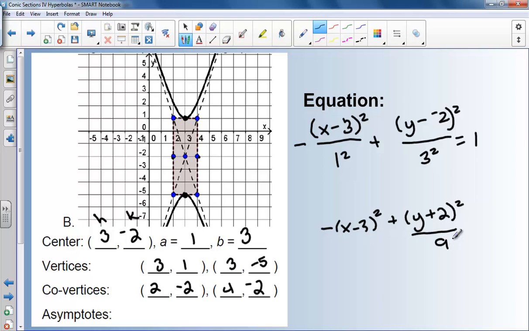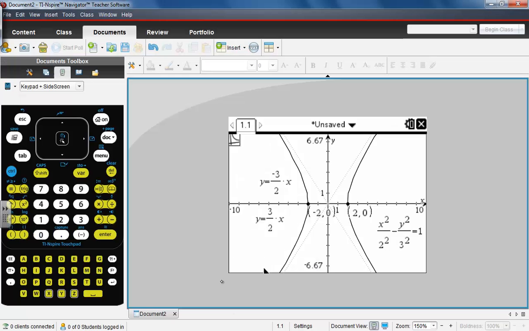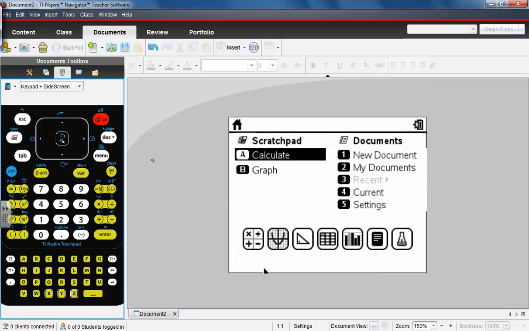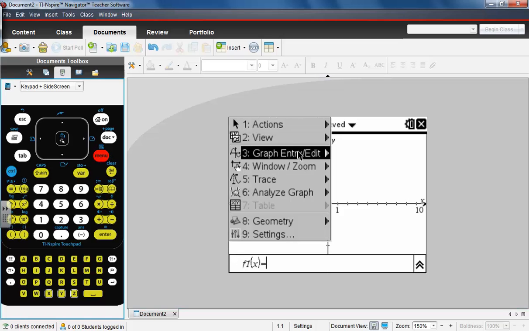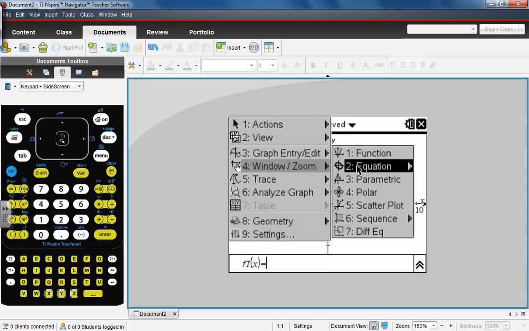And over 9 equal to 1. So this is a form that I would have to use for the calculator, but this is how this would actually be written. So let's go find our asymptote. We need a new graph. And again, I have to go through this process every time. I'm going to edit the way I enter this.